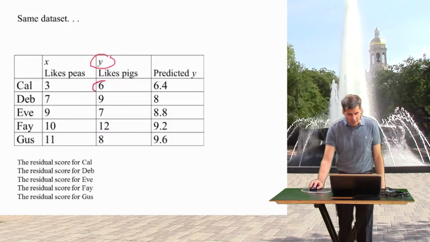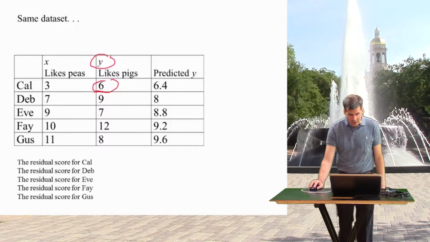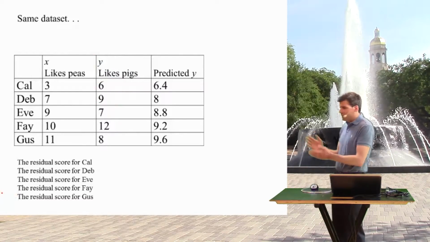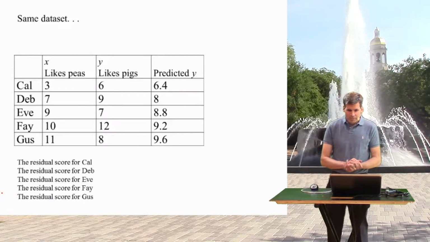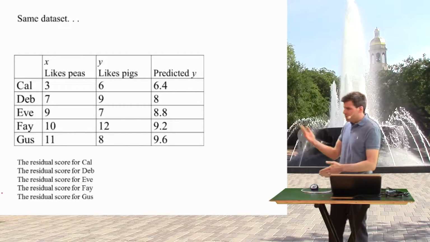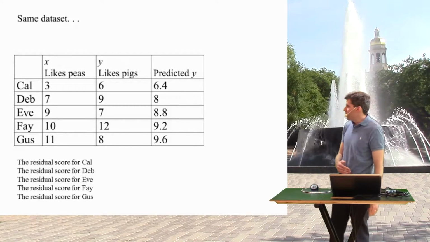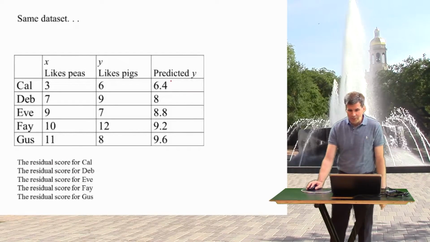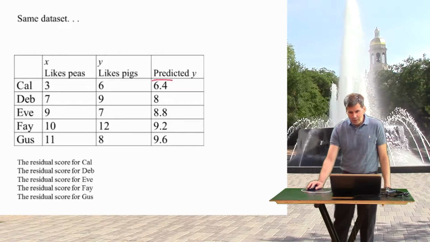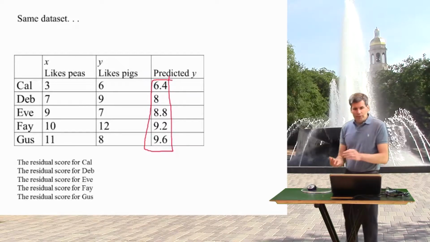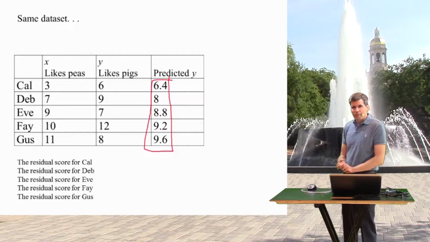Cal had a score of 6, Deb had a score of 9, Eve had a score of 7, and so forth. So I have both scores on X and scores on Y given in this table. You could calculate what predicted Y is, and in our last example we did that, assuming I gave you the intercept and slope. But here it's already given to you, so you don't have to calculate it. I've given you the X, the Y, and the predicted Y for every single person.